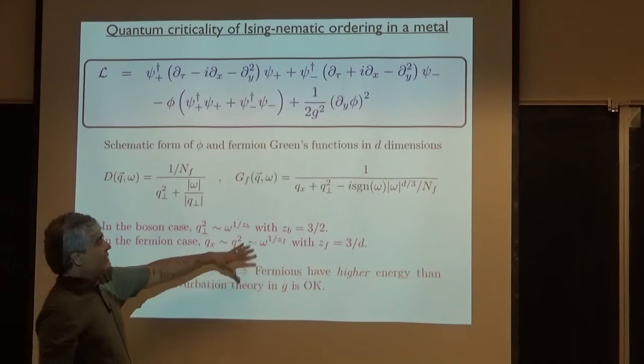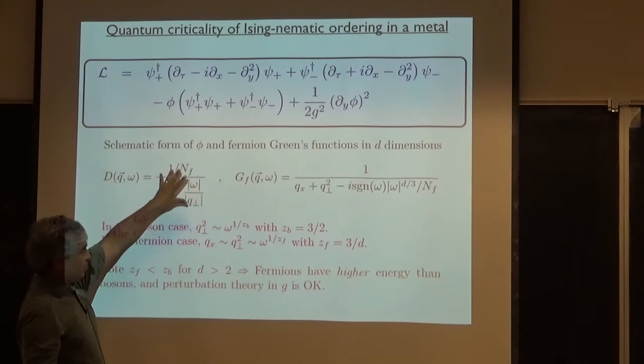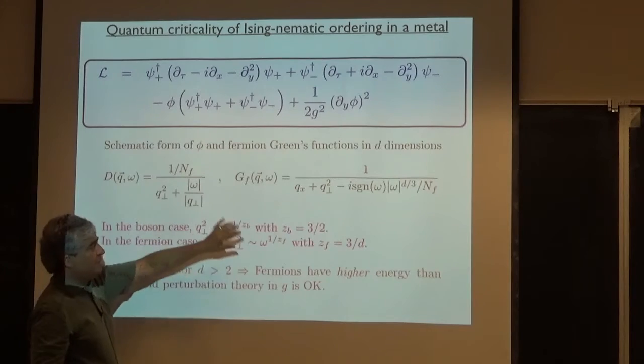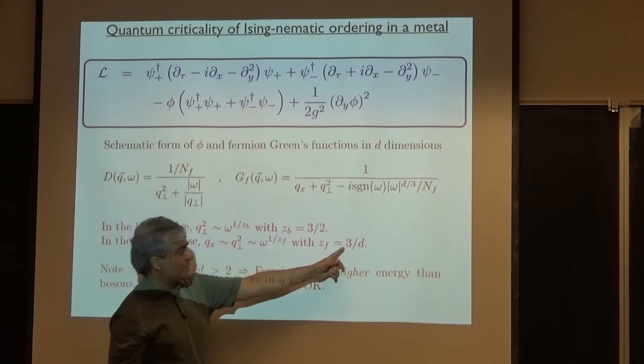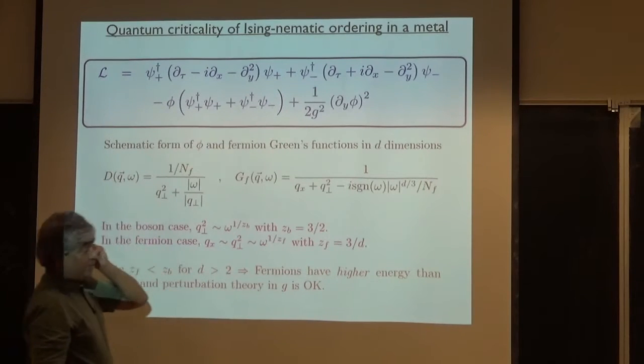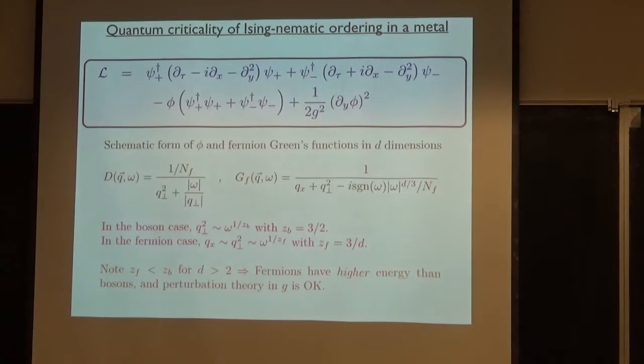Anyway, the bottom line is if you look at how Q and omega scale with each other, for the bosons you get 3/2 in all dimensions. For fermions you get 3 over d. So this is the key point. Now the point is that Z fermion is less than Z boson for d greater than 2.